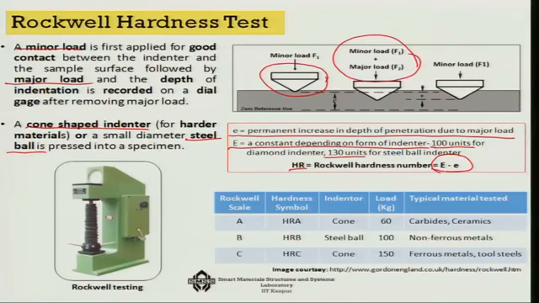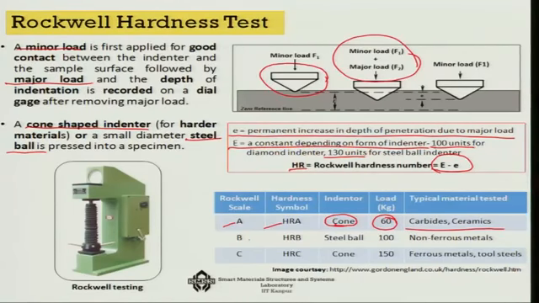Now, there are 3 scales of the Rockwell test. One is scale A, which is known as HRA, and there the indenter is a cone shaped indenter. The load is usually 60 kg. It is used for carbides and ceramics, so it is used mostly for ceramic type systems.